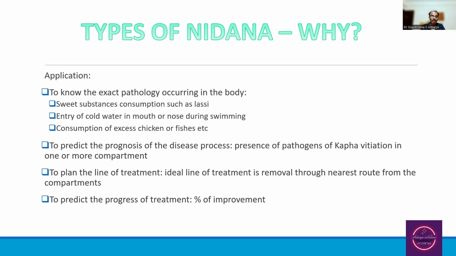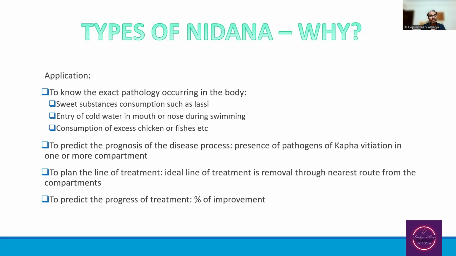To plan the line of treatment. Ideally the line of treatment is to bring the bioenergy, or the abnormally vitiated dosha, either from the intracellular compartment, or from the interstitial compartment, or from the intravascular compartment, into the alimentary canal. From there, you are going to eliminate it via the nearest route.